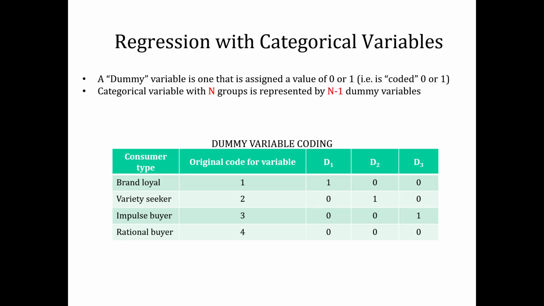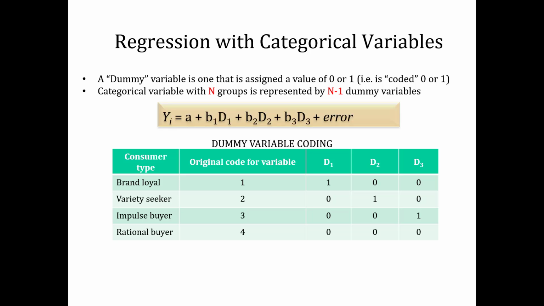To include this variable, you would have to create 3 dummy variables, D1, D2, and D3, to represent the 4 types. As you can see in the table, when the consumer is brand loyal, D1 is coded a 1 and everything else is coded a 0. For variety seekers, D2 is coded a 1 and everything else is coded 0, and so on. You could then run a regression with D1, D2, and D3 as the independent variables. Once you get the output, and assuming the coefficients are significant, you could predict the dependent variable by plugging in the values for each of the dummy variables for a given consumer type.